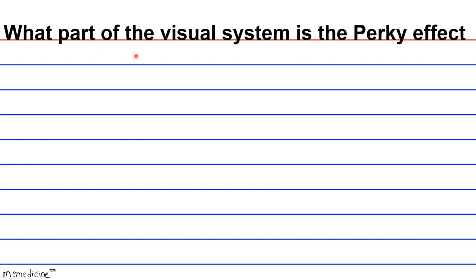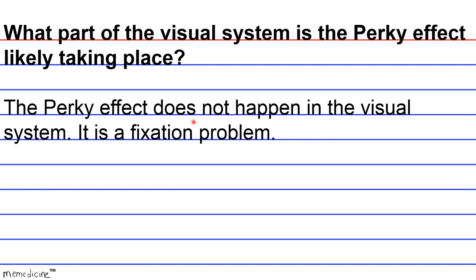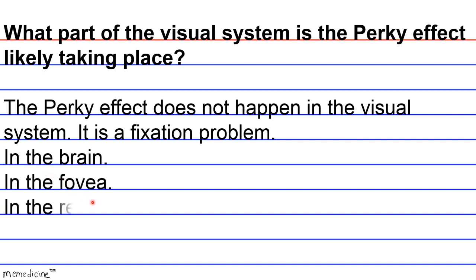All right, question 2. In what part of the visual system is the Perky effect likely taking place? So this sounds funny, but where is this taking place? The Perky effect does not happen in the visual system. It's a fixation problem. Option A, and answer choice B, in the brain, C, in the fovea of the eye, or D, in the retina of the eye. I'll give you a moment to think.